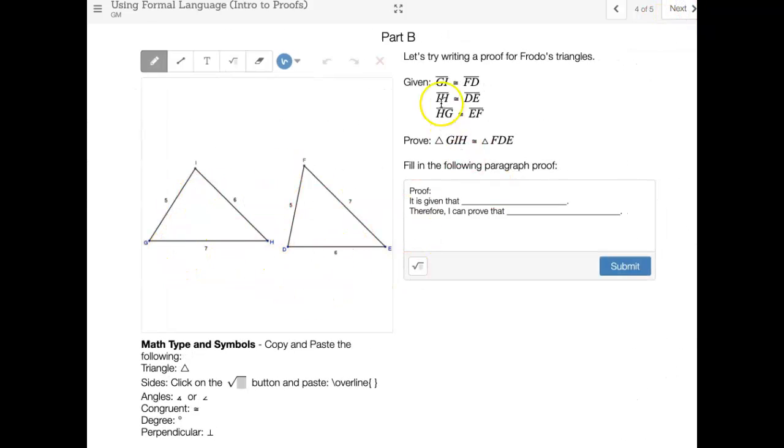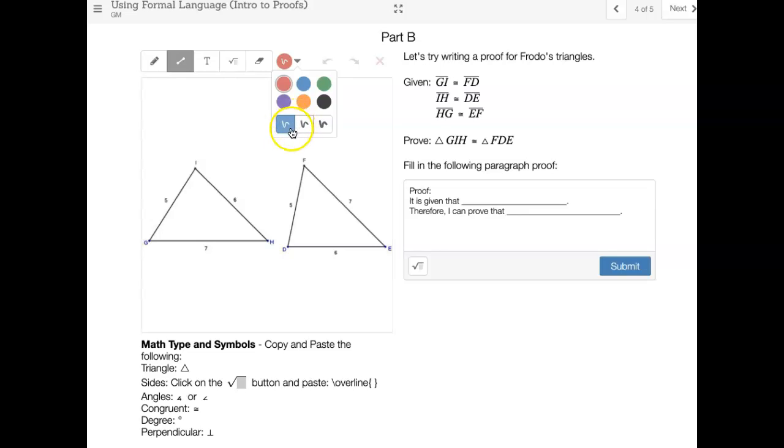There's a sketch. There's a few pieces of information that are given, right? GI is congruent to FD, IH is congruent to DE, and HG is congruent to EF. So anytime I have given information, I definitely want to mark up my triangles, and then we're going to use that information to prove that triangle GIH is congruent to triangle FDE. So here's what I'm going to do first. I'm going to grab this little line tool, make it red, and make it the thin pencil, or the thin writing tool.